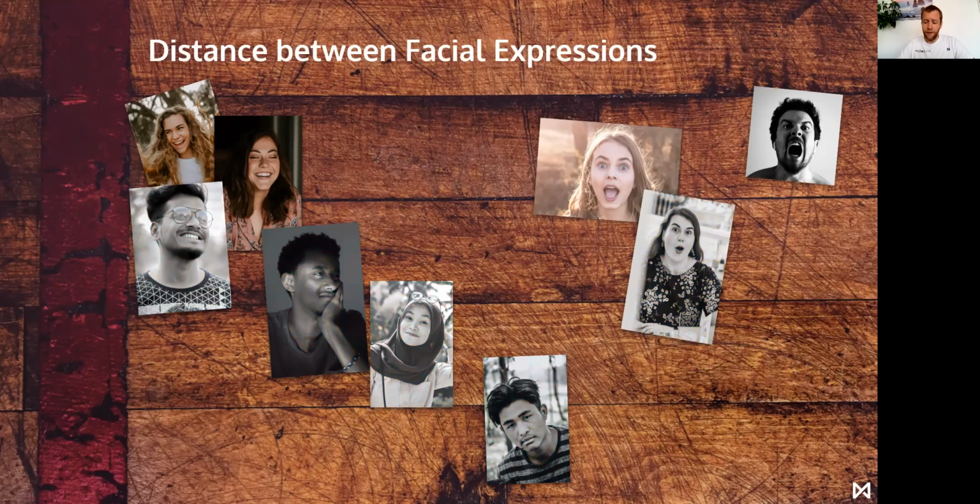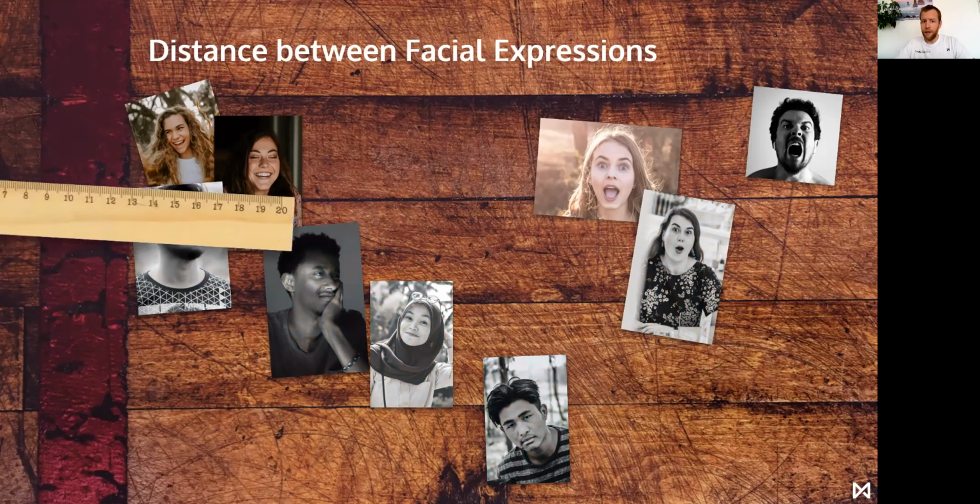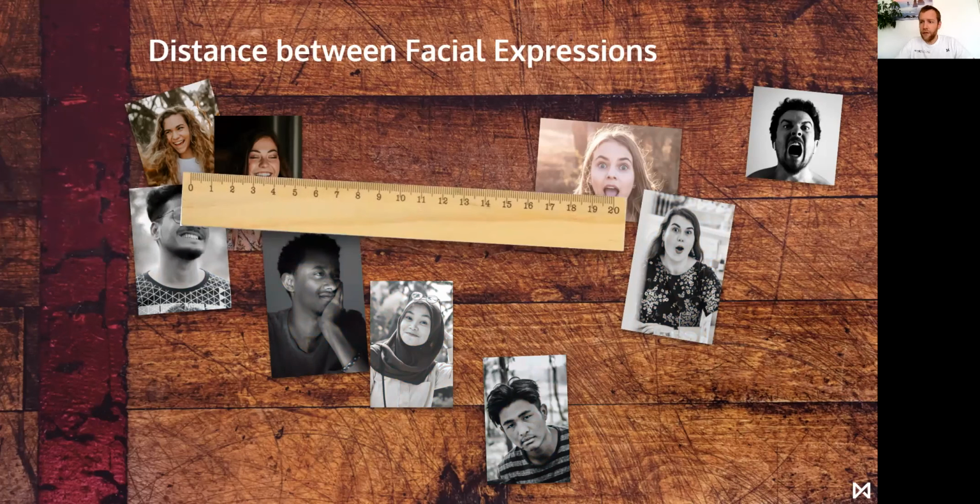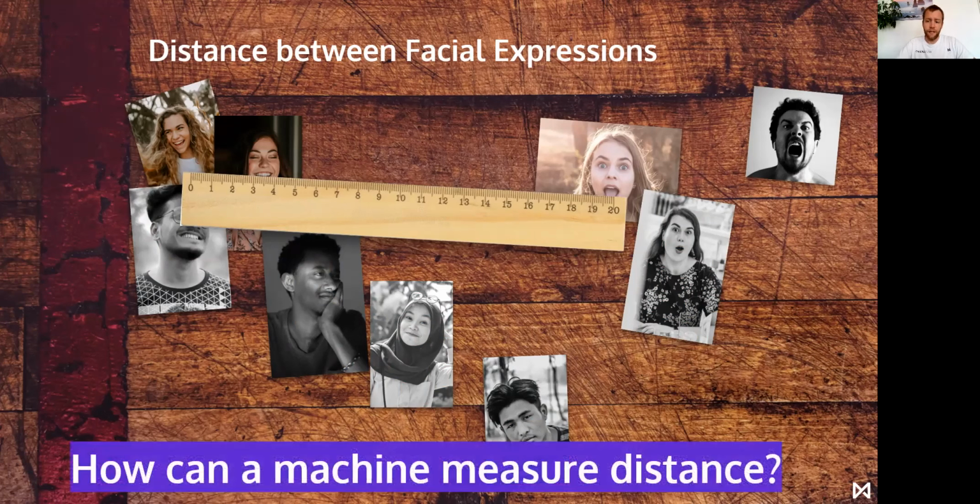So what is interesting now is you could place a ruler onto the table, and you could measure the distance between different photographs or different facial expressions, right? So facial expressions that are more similar have a smaller distance, and this notion of distance is going to be very important for our work here. So the question is, how can a machine measure distance? Because it cannot lay these photographs onto a table, right? It has no notion of facial expressions to start off with.